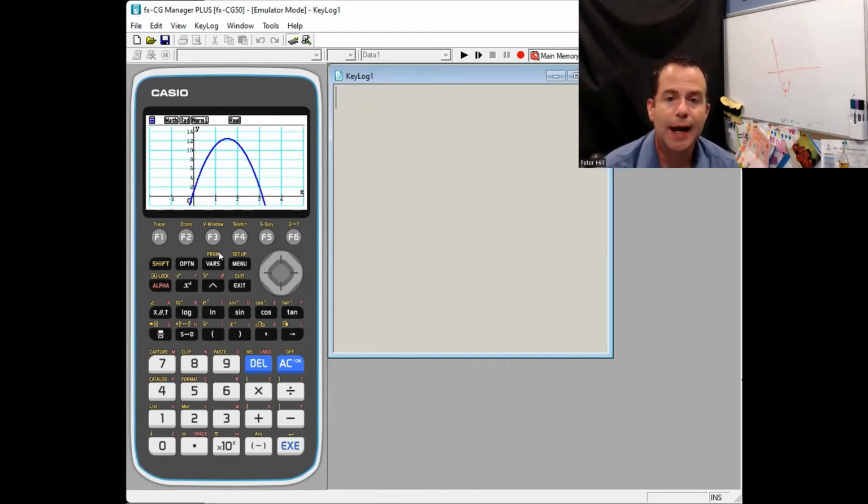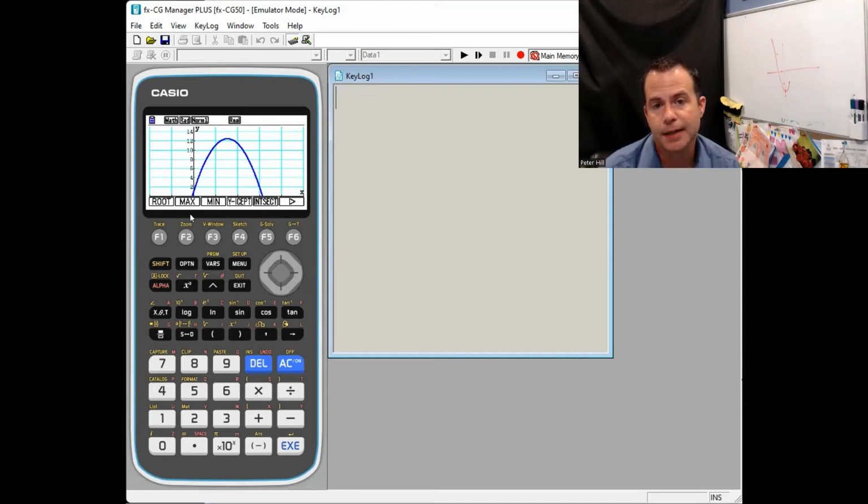Okay, so we were asked for the maximum or minimum and the intercept. So I'm going to just quickly walk you through how to do that on a Casio and on a TI. Okay, the max or the min, everything you need to solve for on a Casio is in the G-solve feature, which is your F5 button right here. So press F5 and you get a menu.